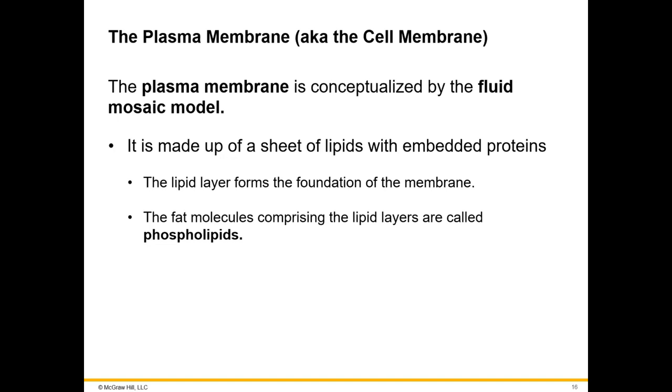This membrane is made up of a sheet of lipids with embedded proteins, and that lipid layer is going to form the foundation of the membrane. Then we're going to have different things scattered throughout, different kinds of proteins. We've got our cholesterol in there to control the rigidity of our cell membrane. And the majority of it is made up of that lipid bilayer composed of those phospholipids.